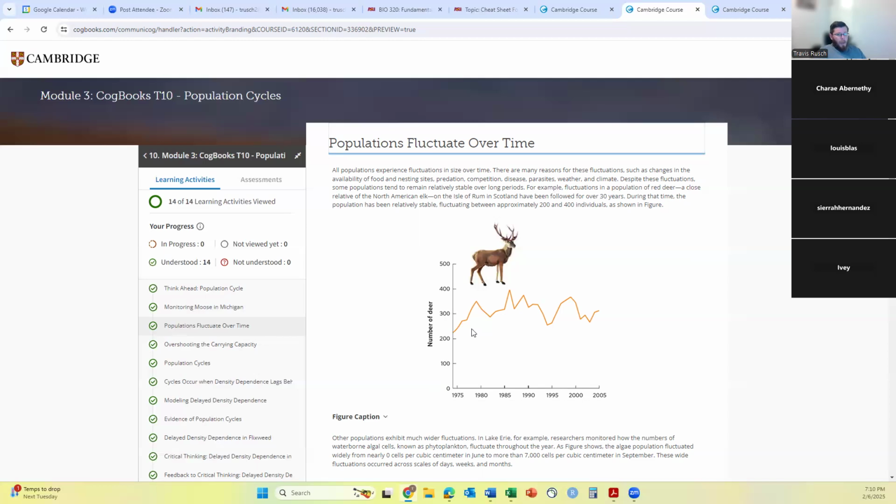Humans are a big impact on population cycles. With deer in particular, if there's a hunting season, the population tends to drop a little bit, because you hunt when it's a non-breeding season in most instances.